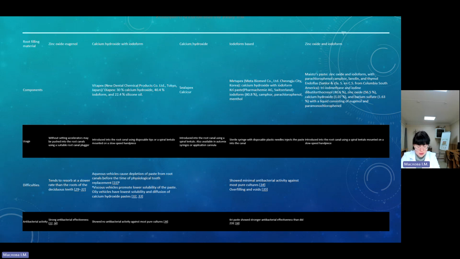paste, showing better results. Iodoform-containing pastes, such as Vitapex, for example, are introduced into the root canal using disposable tips or a spiral filler mounted on a slow-speed handpiece, and the teeth are sealed with reinforced zinc oxide eugenol. It is a combination of 30% calcium hydroxide, 40% iodoform, and 22% silicone oil. It is radiopaque, premixed, easy to use with a plastic storage tip, and is resorbed if inadvertently extruded past the apex.